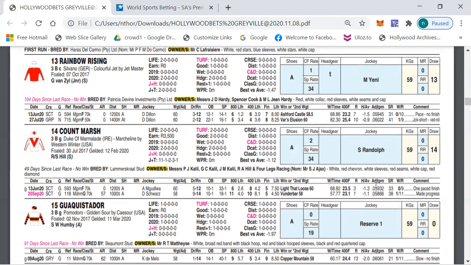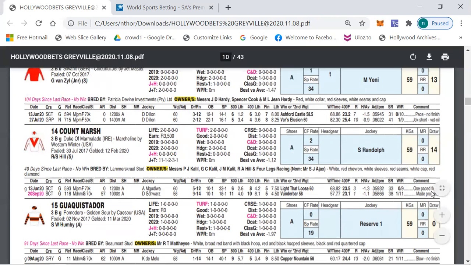This horse, in both of his runs, really ran on nicely, especially in his last run at Scottsville over 1,000 meters, clocking a 23.1 400 to finish, which is really good. And I do think this horse will be improved to be involved in the finish. So definitely a horse that you need to look at.